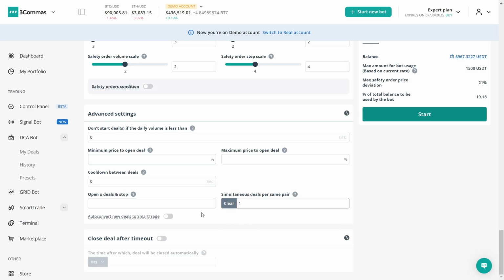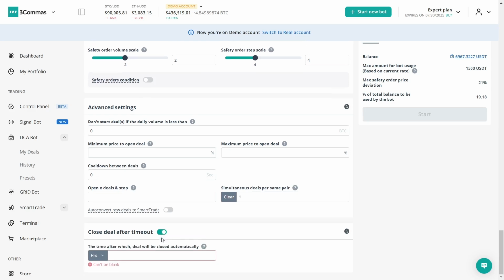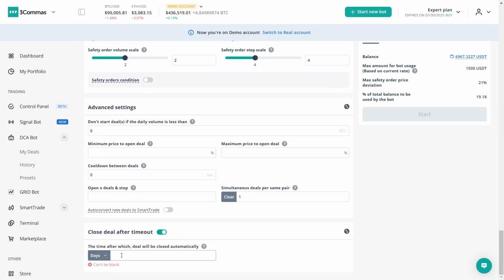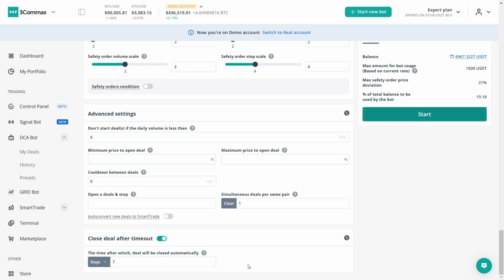You can also close deal after timeout. This means if your trade is open for too long, you may want to close it. Let's suppose, for example, I want to close the deals that are open for more than 7 days. It's a risk setting because your bot will close the deal whether it is on profit or loss, but it works.